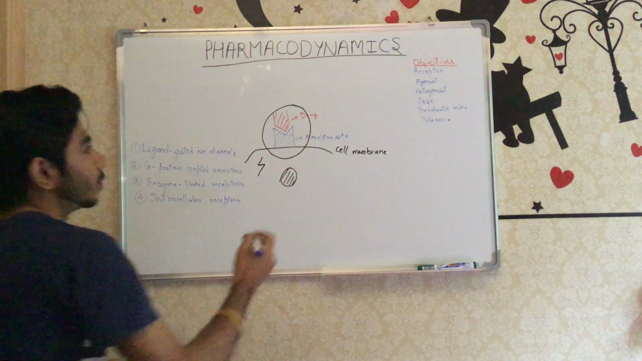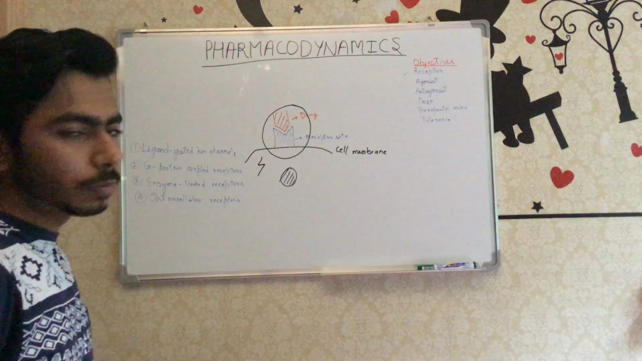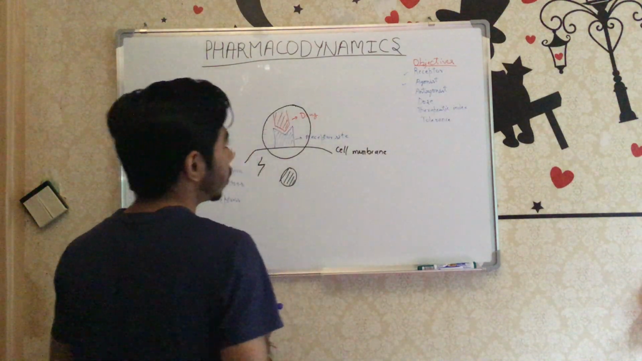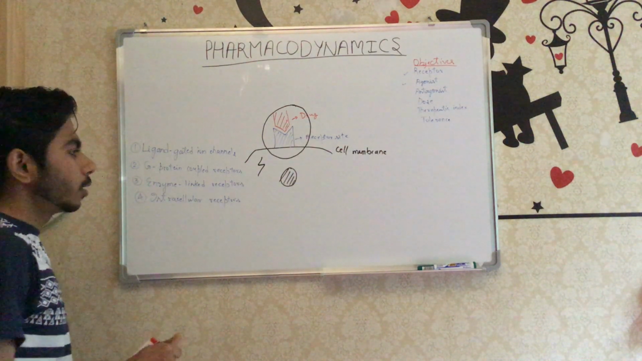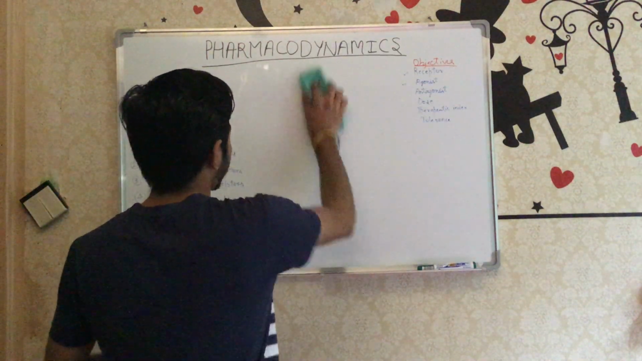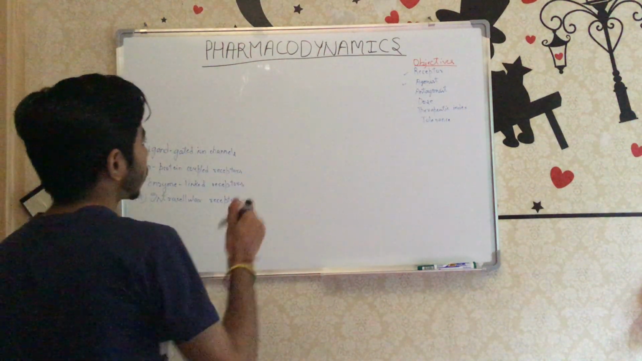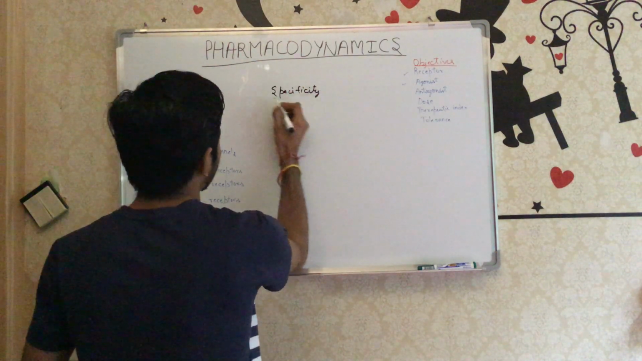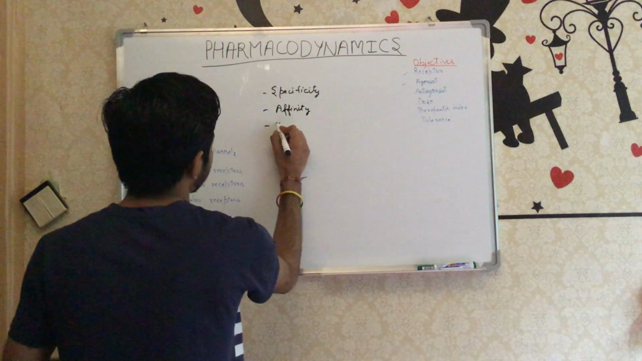We have already talked about the receptors, how a drug acts on the receptor and produces its response in our body. Now I'm going to talk about agonists. But before discussing agonists, we should know about some terms: what is specificity, what is affinity, and what is intrinsic activity.